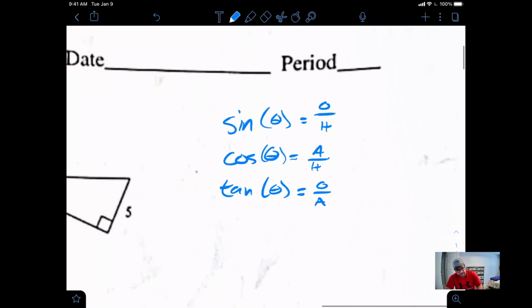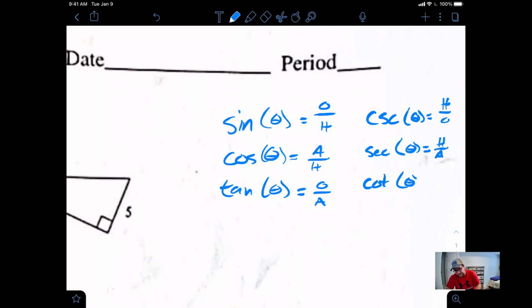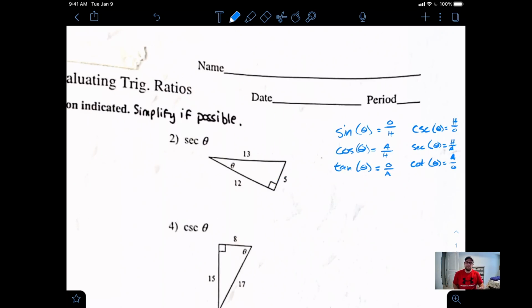So sine goes with cosecant. Cosecant of theta would be equal to the hypotenuse over the opposite. Secant of theta would be equal to the hypotenuse over the adjacent. And last but not least, cotangent of theta would be equal to the adjacent over the opposite, right? So I'm going to be using those as I go.